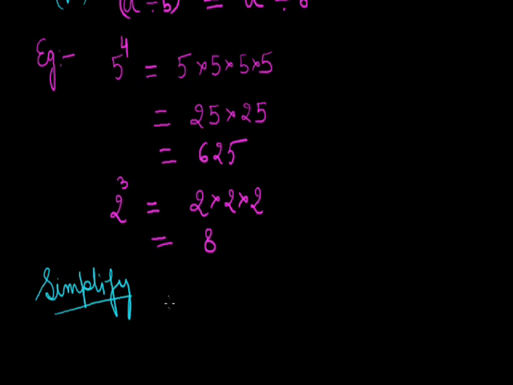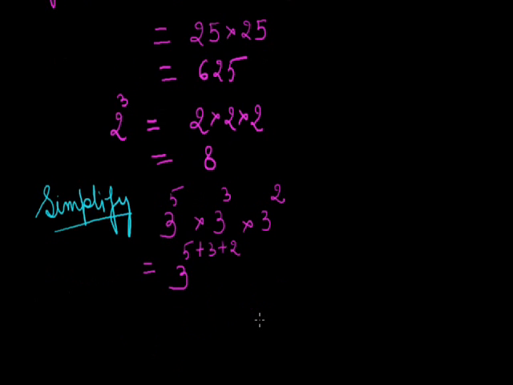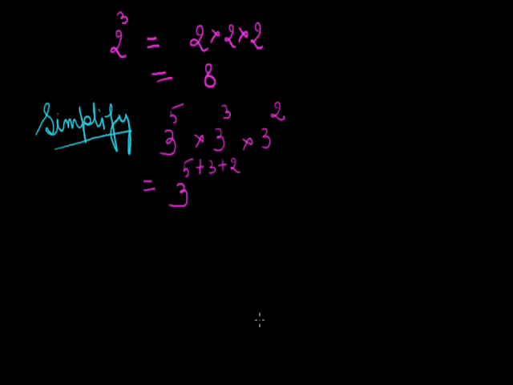For example, if in a problem it is given that simplify 3 raised to 5 multiplied by 3 raised to 3 multiplied by 3 raised to 2. Have you observed that all the terms are having the same base 3 and their exponents are different? And according to the first law, we have to add the exponents, that is 3 raised to 5 plus 3 plus 2. Final result is 3 raised to 10.